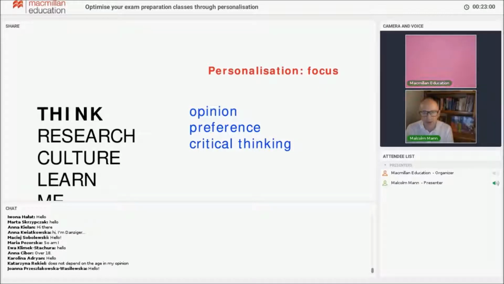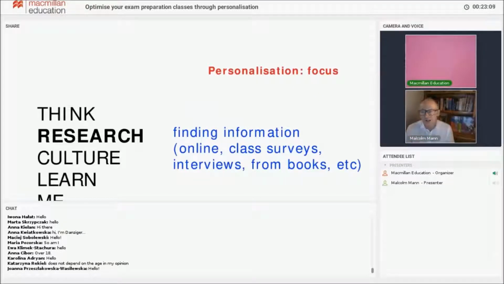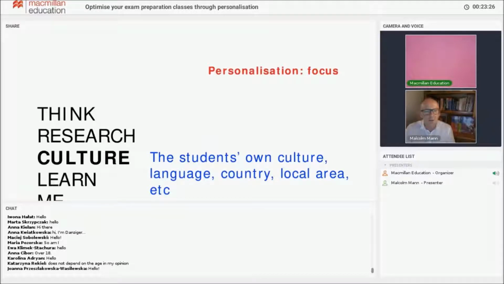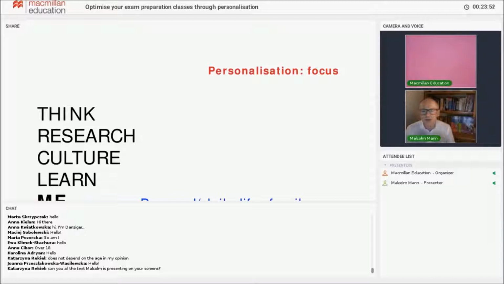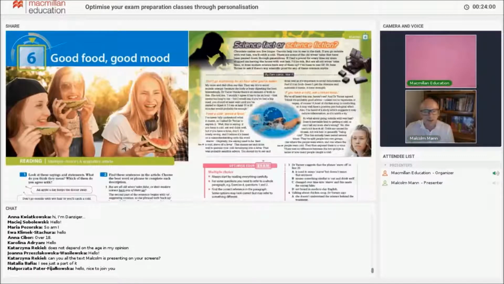Think focuses on expressing opinion, expressing preference, and thinking critically about what you've read, listened to, or other people's opinions or preferences. Research is about, obviously, finding information. Now, that might be researching online, but it's not always that. It might be doing a class survey, or interviewing friends and family, or looking up the old-fashioned way in books, in dictionaries, for example. Culture, that's focusing on the student's own culture, their own language, their own country, their own local area. Learn, this is the reflection one. This is reflecting on how the students learn, how they study, both in terms of how they study English, but also other subjects at school. And then me is focusing on the student's personal and daily life, their family, their friends, their interests, their routines, their hobbies, etc. So we have those 5 categories.